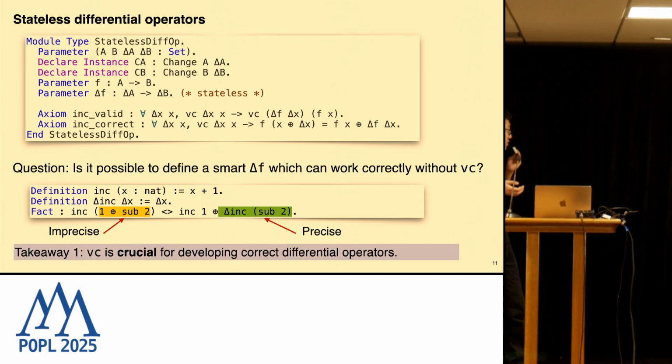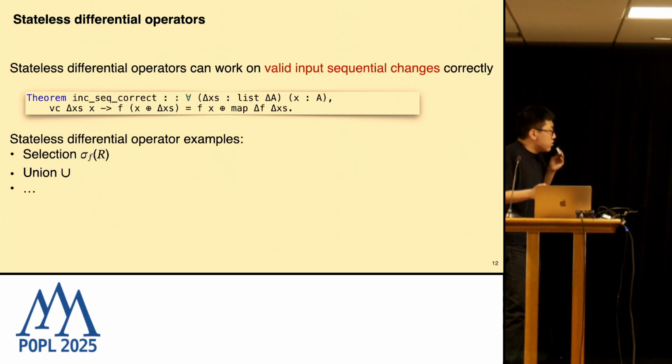So this is the first takeaway I learned from this formalization: the valid condition is crucial for developing correct differential operators. And it's very easy to prove that stateless differential operators can work on valid input sequential changes. Here are some examples we formalize using our framework, which are some very well-known facts, such as the selection and union relational algebra operators are all stateless. That's why databases have a lot of incremental computing work.